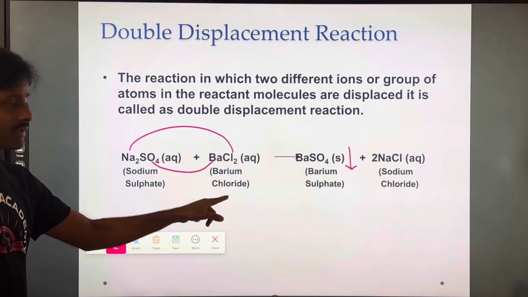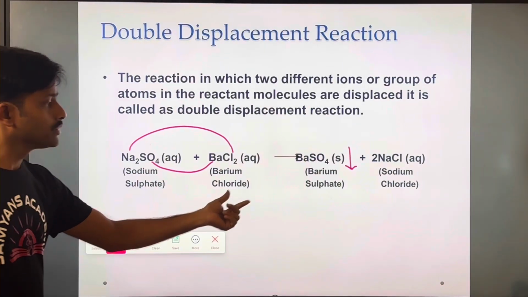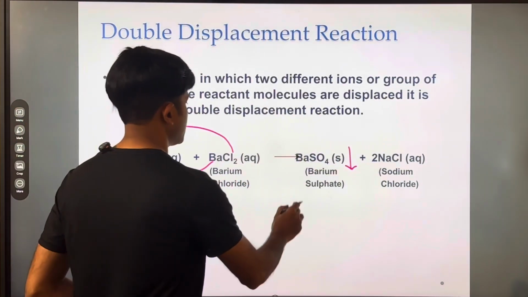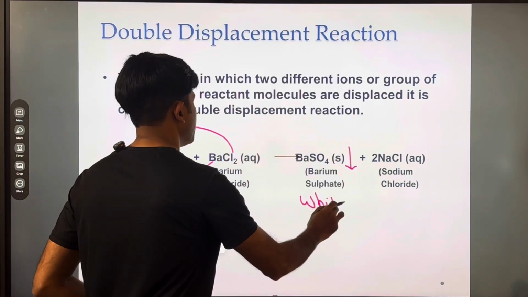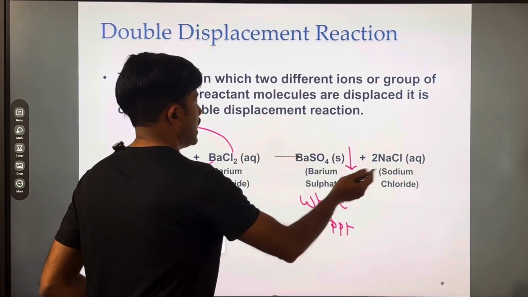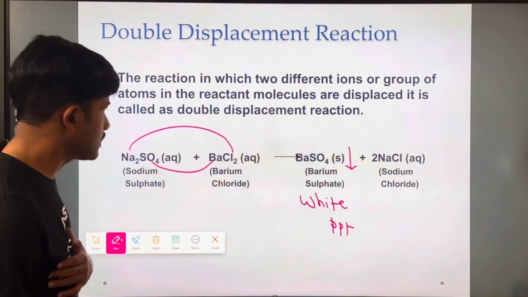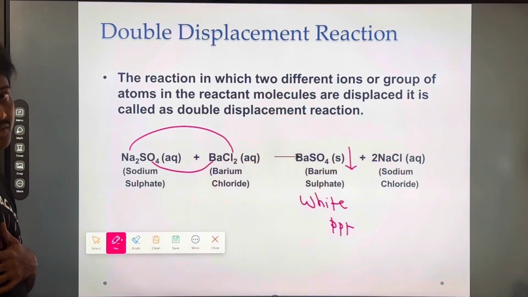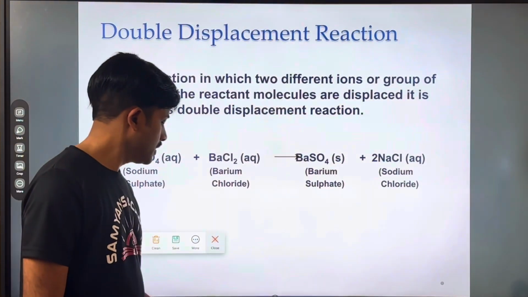Sodium sulfate, when it reacts with barium chloride in aqueous solution, will form a white color precipitate. So what is the precipitate color? It is a white PPT you will get here. Along with this you will get NaCl solution also, and this is also an example of a precipitation reaction. Okay, so move on to the next reaction.